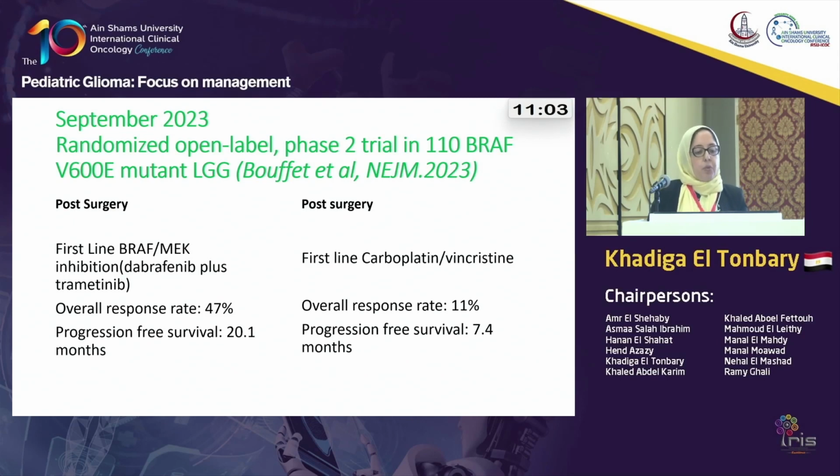So they used post-surgery first-line BRAF MEK inhibitor, dabrafenib plus trametinib, or carboplatin and vincristine, the COG protocol, with a comparative overall response of 47% versus 11%, and the median progression-free survival in the BRAF MEK inhibitor group was 20.1 months versus a progression-free survival of 7.4 months in patients with conventional chemotherapy.